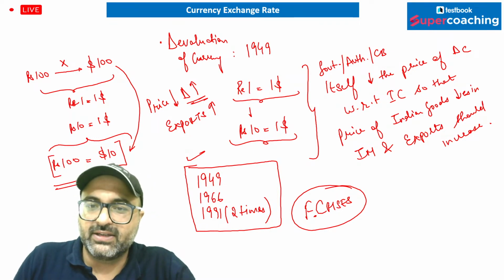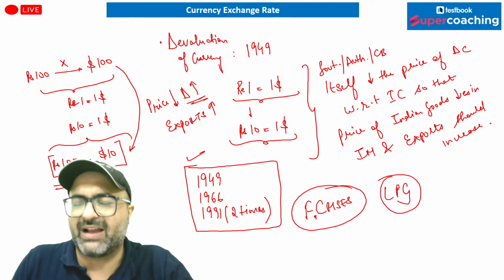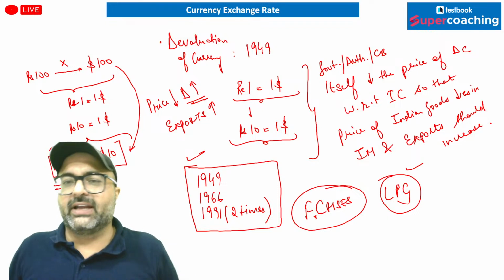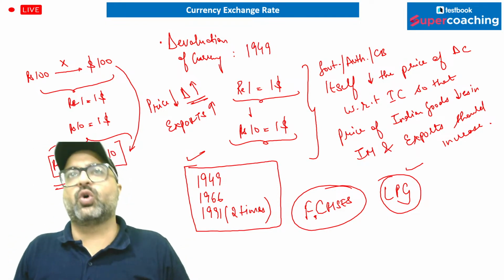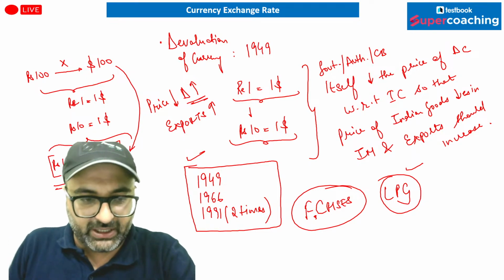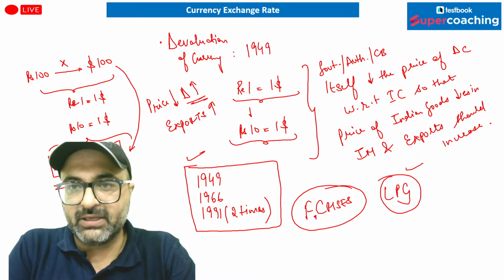When India was left with only 10 to 15 days of reserves, India finally decided to come up with the LPG scheme, that is liberalization, privatization, globalization, which basically means India opened up its economy in terms of imports, in terms of exports, in terms of foreign investment and many more. But there was a problem.